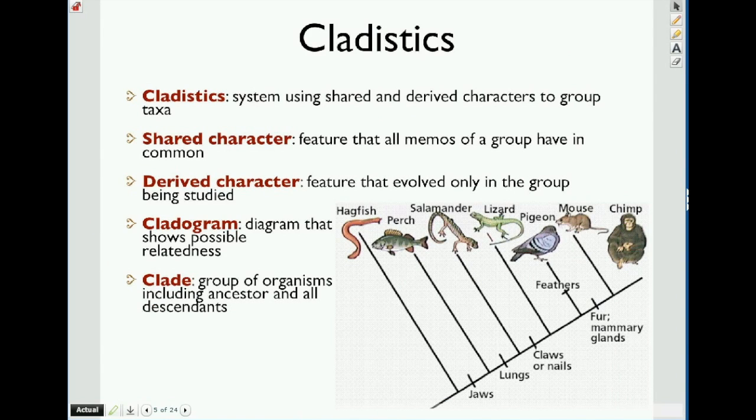So now we can talk about cladistics. You guys probably made some cladograms that look kind of similar to this. And it's basically, we're using shared and derived characters to group critters. So a shared character is something that they all have in common. So for example, if we look at this one right here, everyone past this line has jaws. So that would be a shared characteristic.